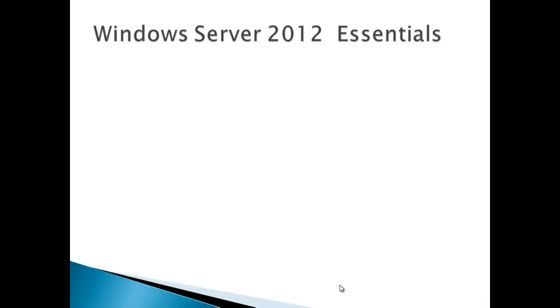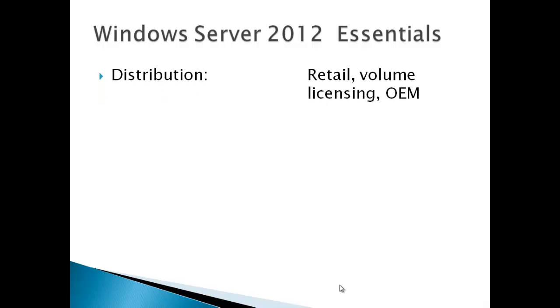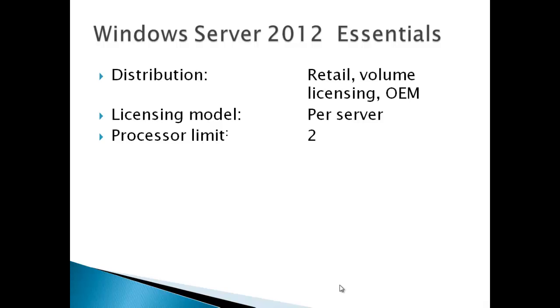Then the next level up is Essentials. Essentials distribution we have through retail, which you can go and purchase, or volume license or OEM. License model is again per server, and processor limit is 2. This is processor, actually, not the core. So 2 processors, they could be quad core, dual core, any core. Memory limit is 64 GB of RAM, and user limit 25 this time.